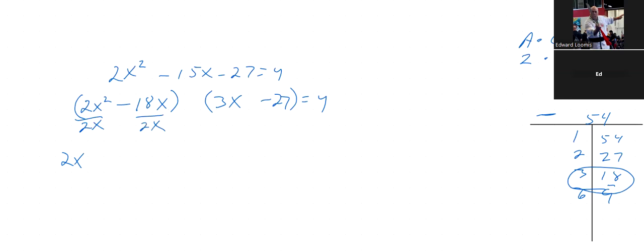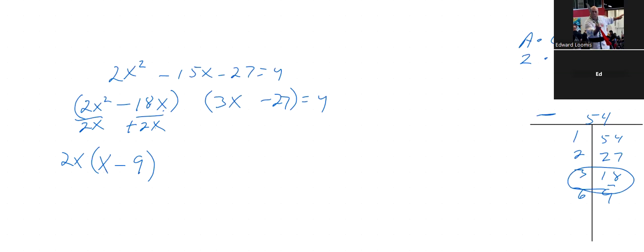2x squared divided by 2x is going to give me x by itself. 18 divided by 2 is 9. X divided by x, well, they cancel. I have a negative divided by a positive, so we'll make that negative 9. Let's do the same thing on the next set of parentheses.